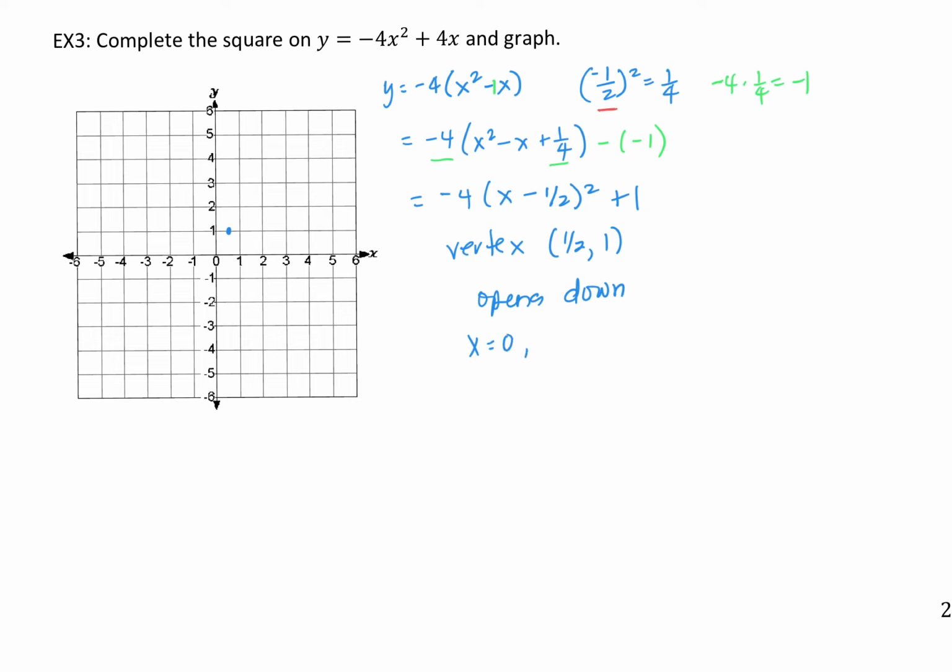If I put 0 into it, I'm going to use the original function because it's easier. If x is 0, y is 0. So it's going to pass through 0, 0. And because of the axis of symmetry, I'm going to have this other point, 1, 0, and I'm done.